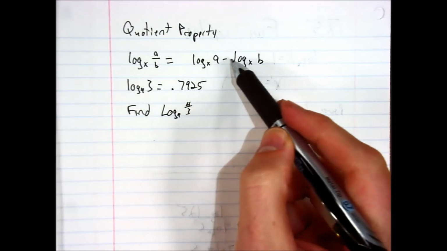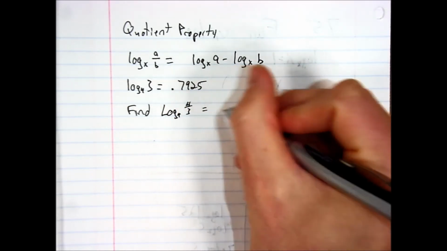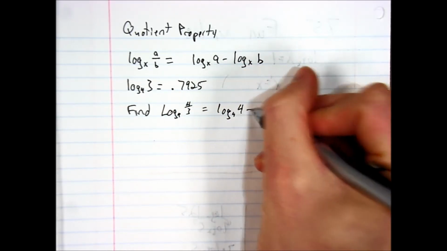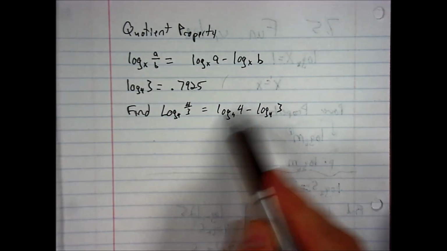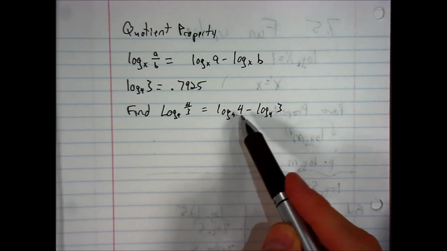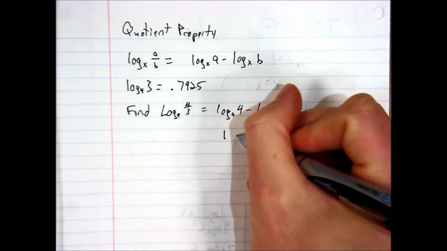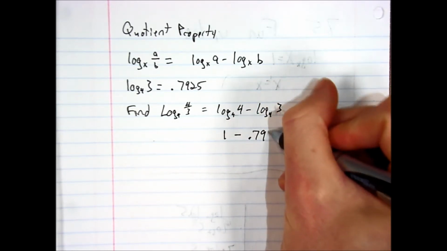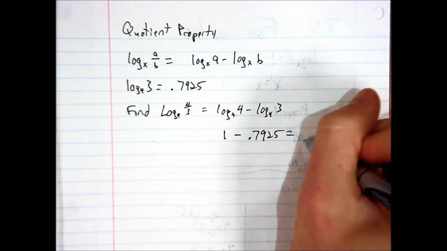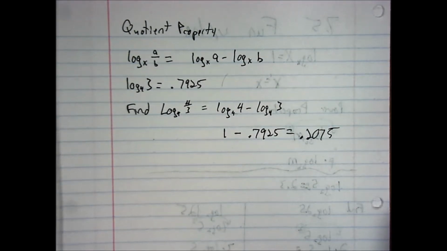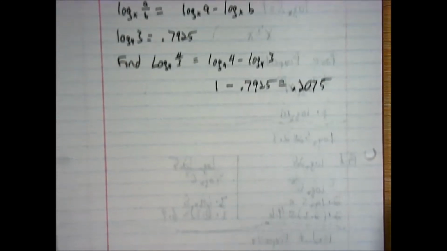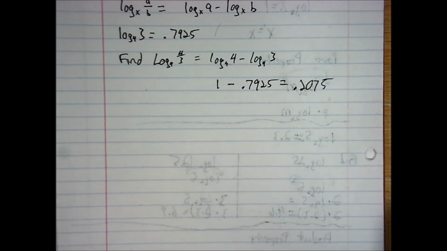We're going to separate this into subtraction. We'll have log base 4 of 4 minus log base 4 of 3. Just like we talked about before, when those two numbers match, it's 1, so log base 4 of 4 is 1 minus 0.7925, and will equal 0.2075. Okay, nice and easy. We won't have you do one of those on your own.